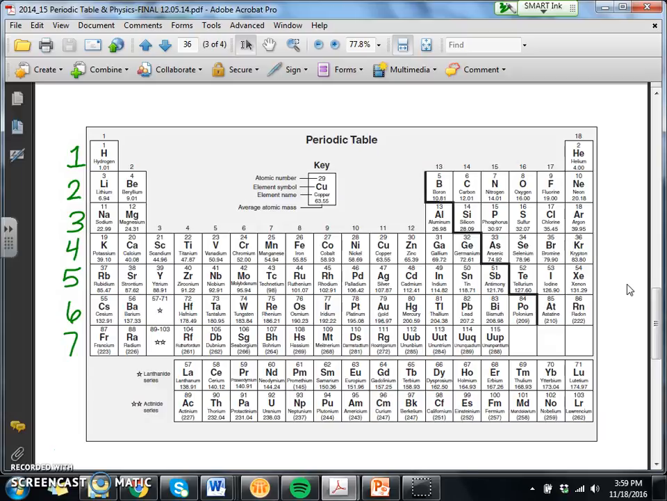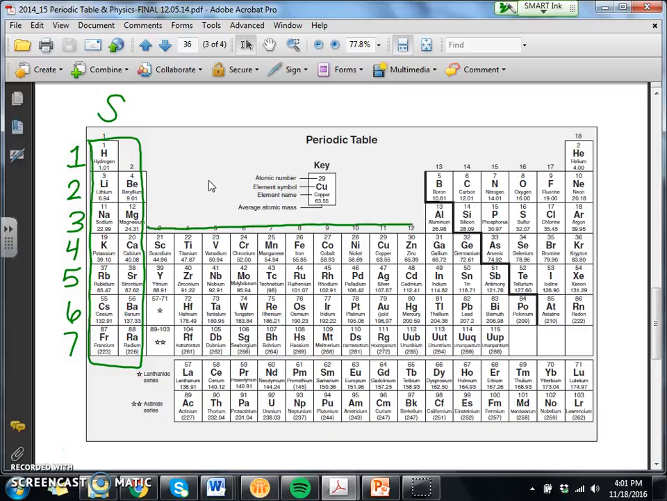We can also see that the structure of the periodic table can also show us how the sublevels are arranged. Now, column 1 and 2 represents the S sublevel. Now, the S sublevel we know can hold 2 electrons in it. Each box represents 1 electron.